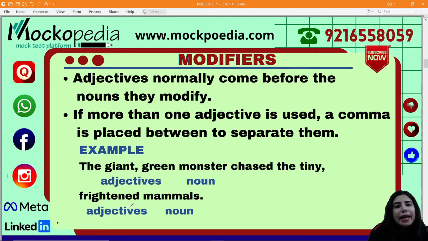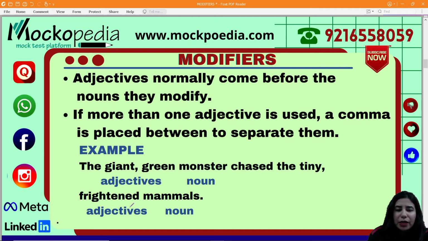Now, usually adjectives come before the noun they modify. Modify means they tend to explain or define. If you are placing more than one adjective, it's not always necessary that one adjective will do justice to the process of defining that particular noun. So you might need to use multiple adjectives to do the work for you. In this case, please separate the adjectives using a simple comma.